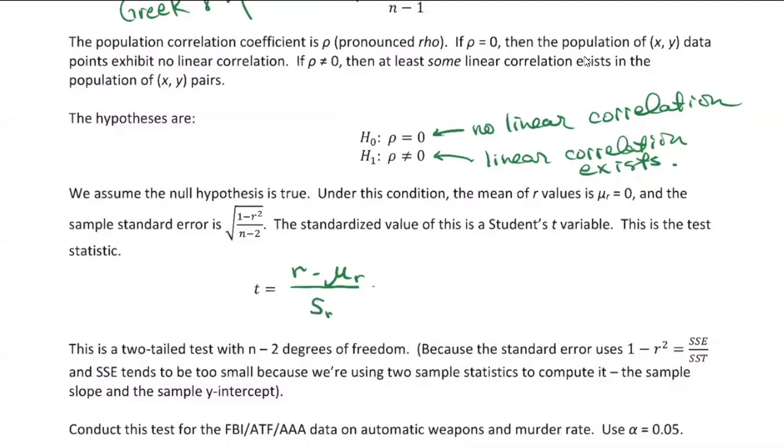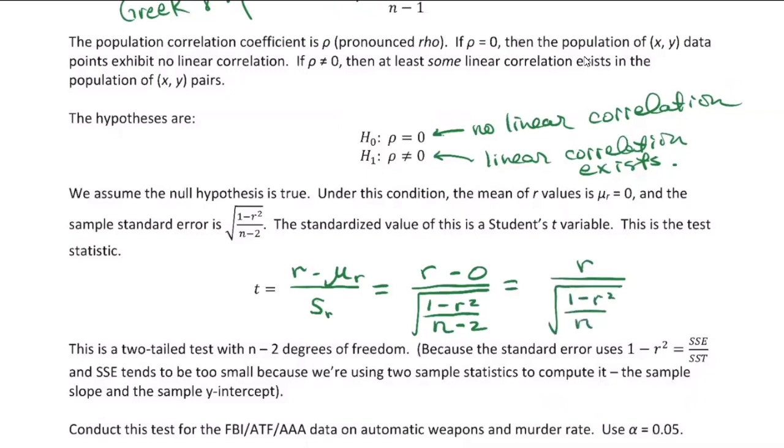Okay, so R is just R. The mean of R values is 0, and the standard error is the square root of 1 minus R squared over n minus 2. Why n minus 2? That's complicated, and I almost don't want to talk about it. So it's R over the square root of 1 minus R squared over n minus 2. This is your statistic for this hypothesis test. It's just a t-test, but the degrees of freedom, again, are n minus 2, not n minus 1.